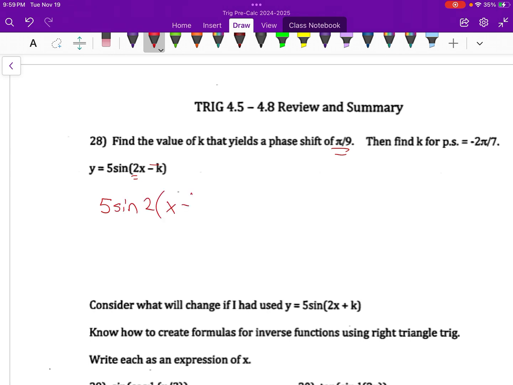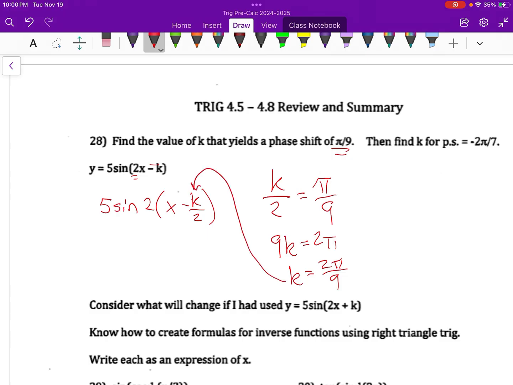Well, if you're going to divide it out of x, you're going to have to divide it out of k as well. And since it's negative, it's going to give you a positive phase shift. So you can really say k over 2 is going to end up equaling pi over 9, and you can solve for k. 9k is equal to 2 pi, or k is equal to 2 pi over 9. And that would be the value that would go inside here and would actually give you the correct phase shift for this.